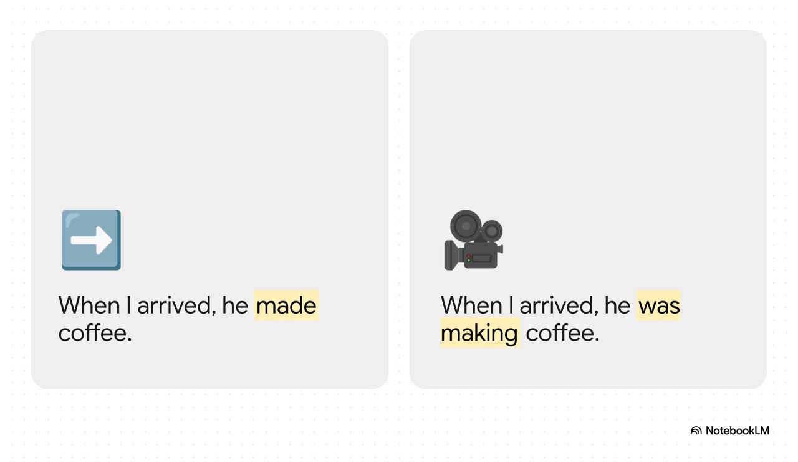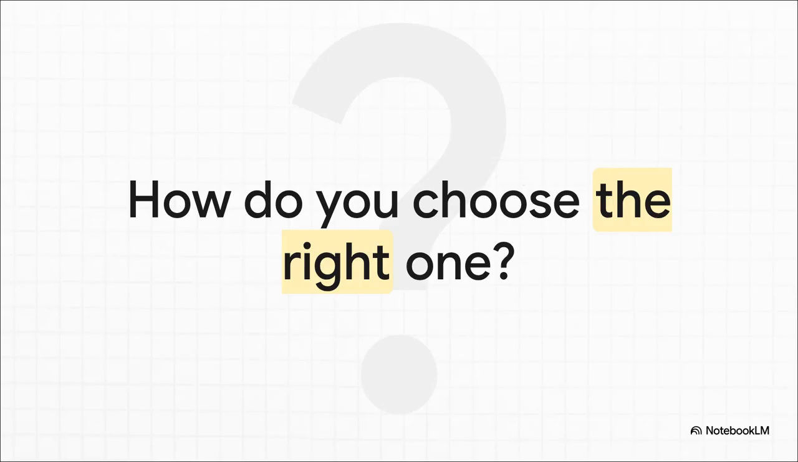"When I arrived, he was making coffee." See? In this version, I walked in on something that was already going on. The coffee making was already in progress. It's a totally different vibe, isn't it? So that's really the big question. What's the real difference, and how do you pick the right tense to tell the exact story you want to tell? Well, to figure that out, we've got to meet our first storytelling tool.